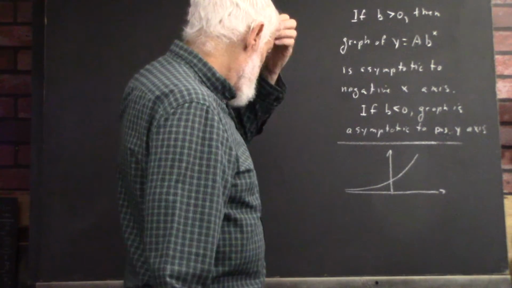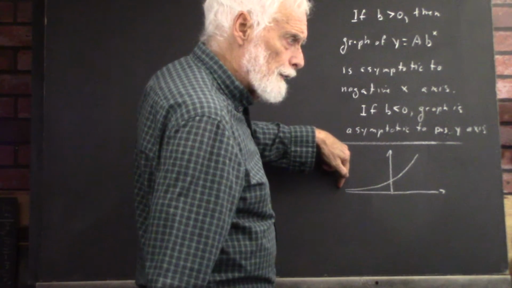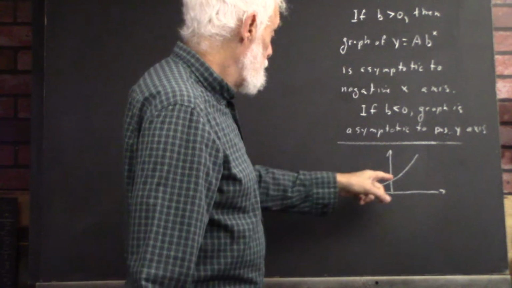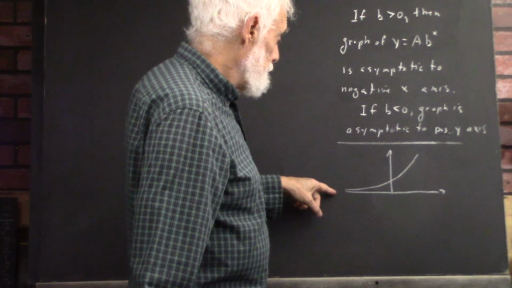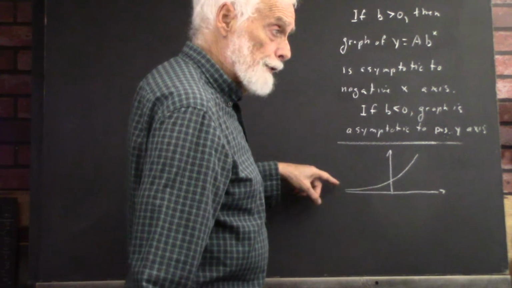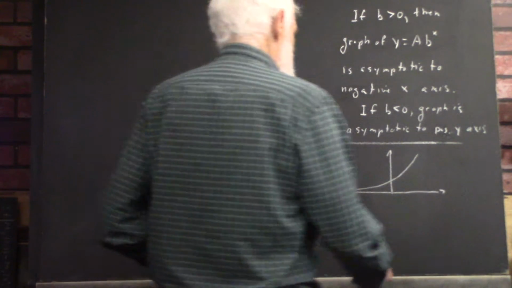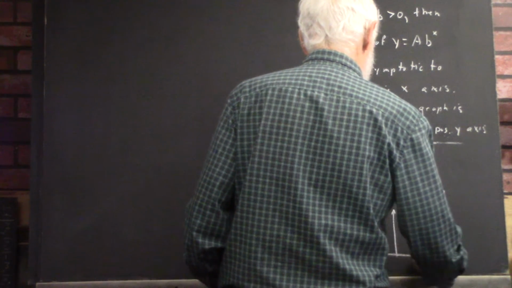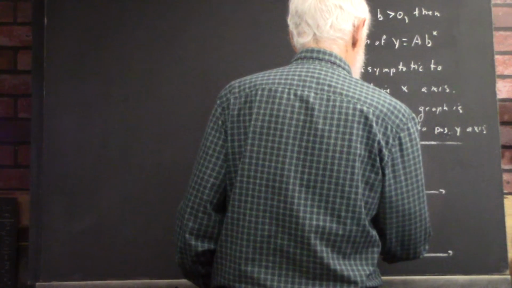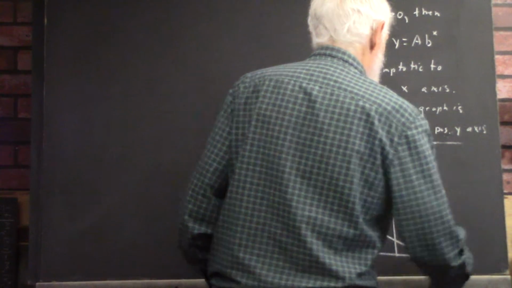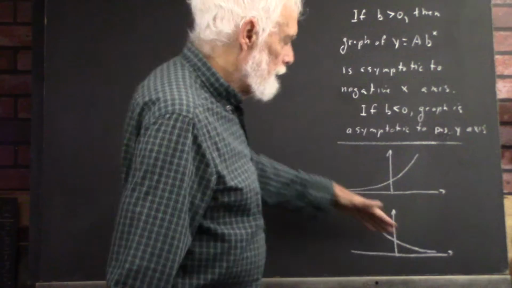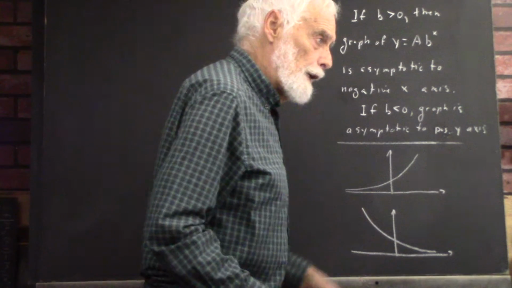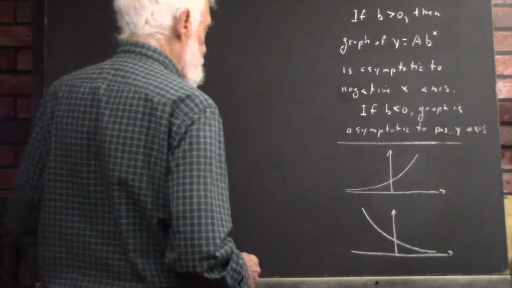Well, that shows you why as you move to the left, the y value approaches 0, never reaches 0, approaches 0, and the graph is then going to be asymptotic to the negative x-axis. Now, if b is less than 0, turns out your graph will have characteristic of the 2 to the x function if you reflect it through the y-axis. Okay, well, let's see why all this is true.